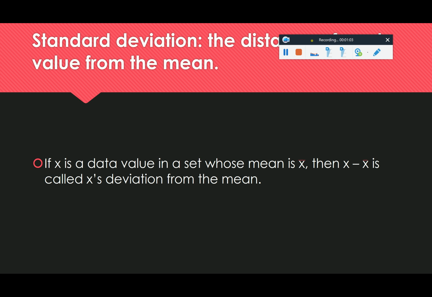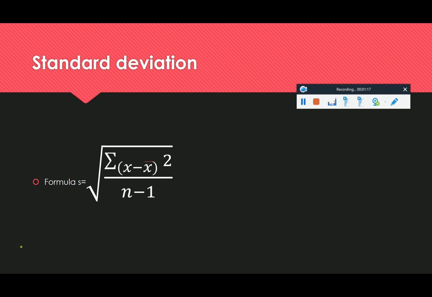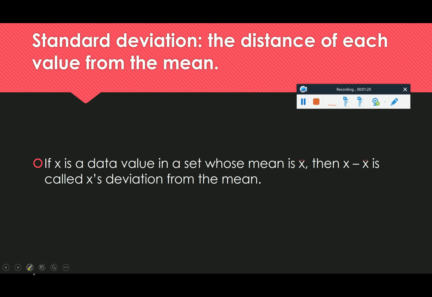All right, standard deviation is the distance of each value from the mean. So how far away is your value from the mean? If x is a data value in a set whose mean is x bar, when you see x bar, that means mean. Then x minus x bar is called the deviation from the mean. And you'll also see this standard deviation symbol in your calculator for some of you.